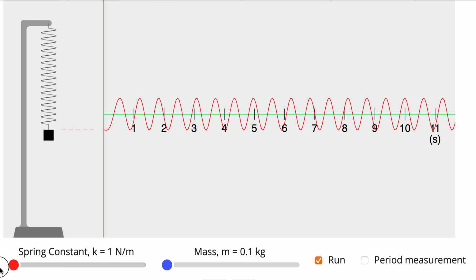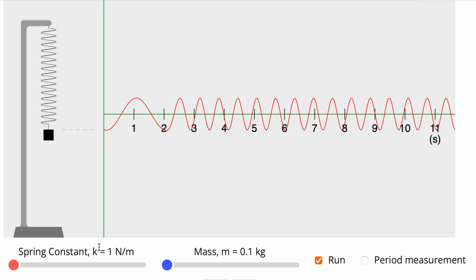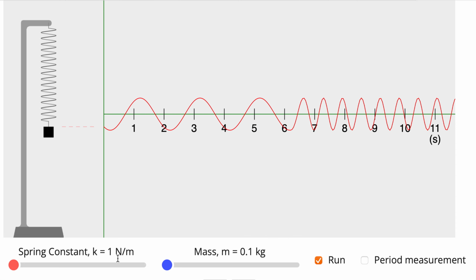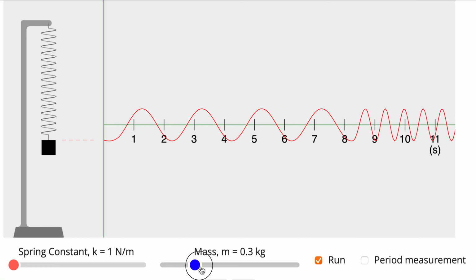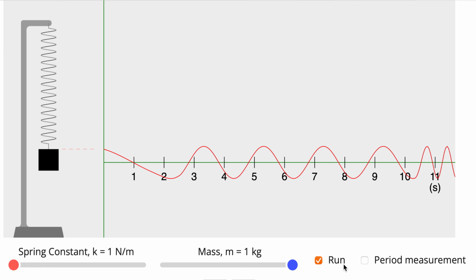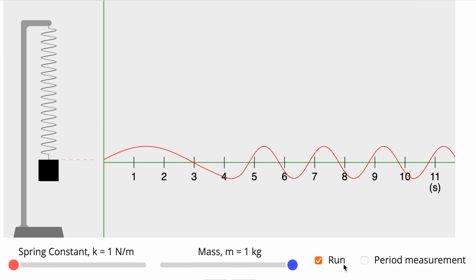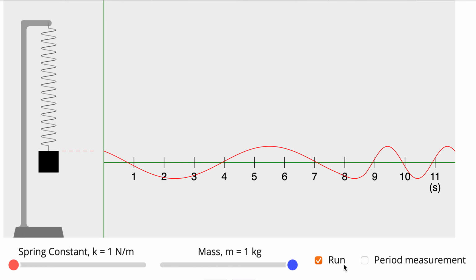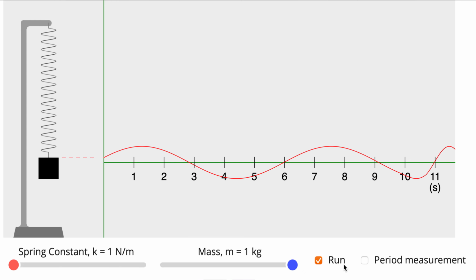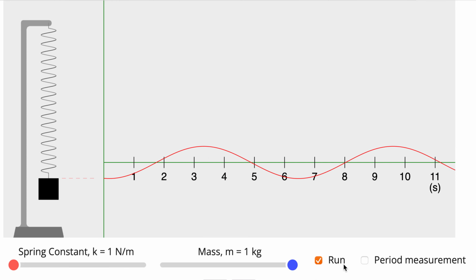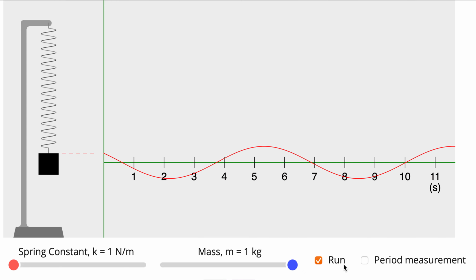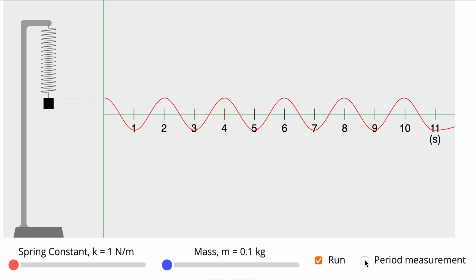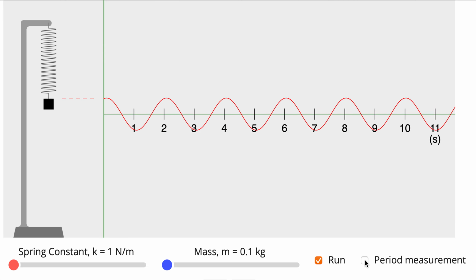And the other case, let's say that you have a mass now, and let's say that you increase the mass. There, notice that it vibrates more slowly. So does that mean that the period of the spring is going to be proportional to the hanging mass, or is it going to be inversely proportional to the hanging mass? So let's take a look at the answer.